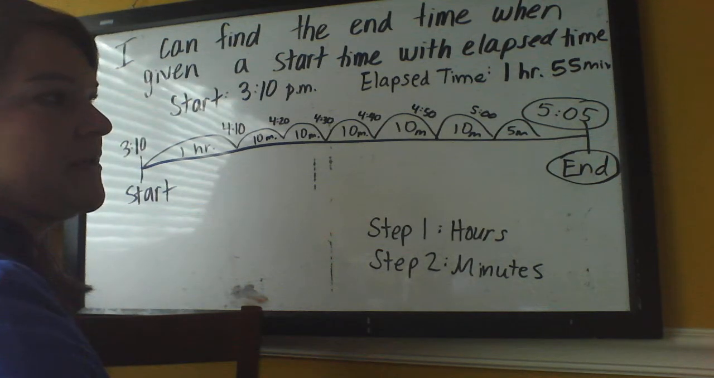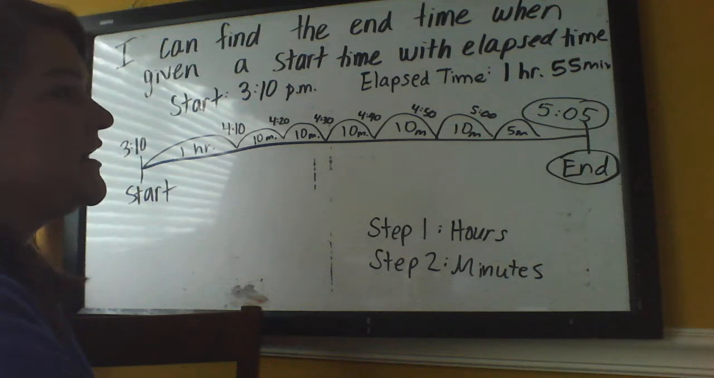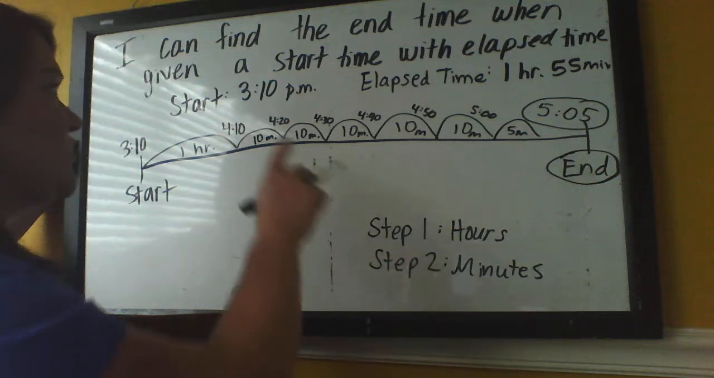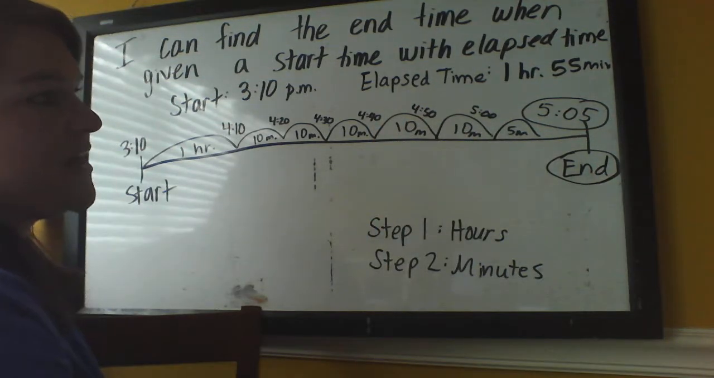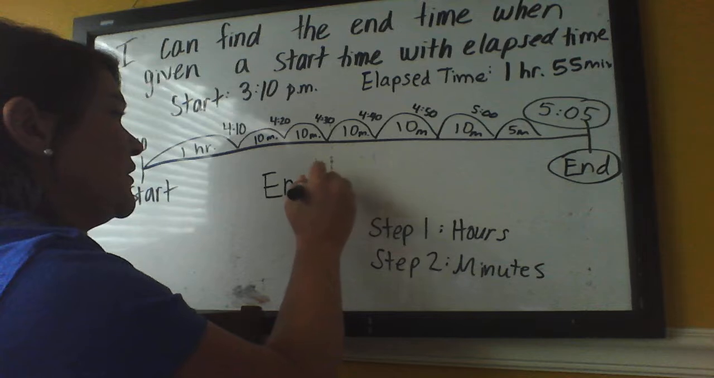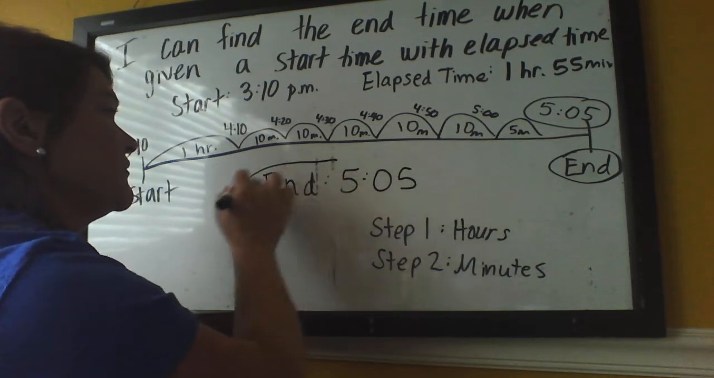So I just figured out my end time with the start time and the elapsed time that I went in the middle. And remember, elapsed time is all the time in between a start time and an end time. So if I want to know what time my movie will get finished, it started at 3:10. It lasted, or the elapsed time was 1 hour and 55 minutes. So I now know that my movie will end at 5:05.